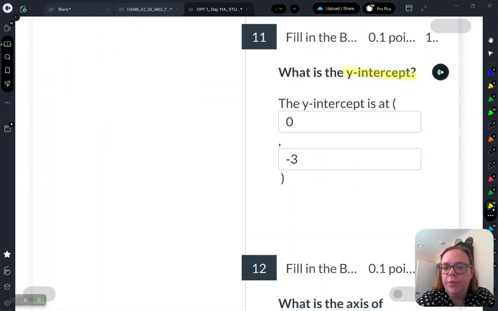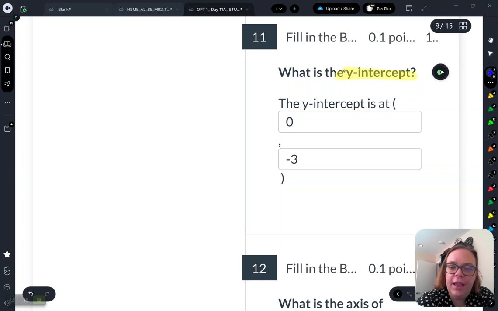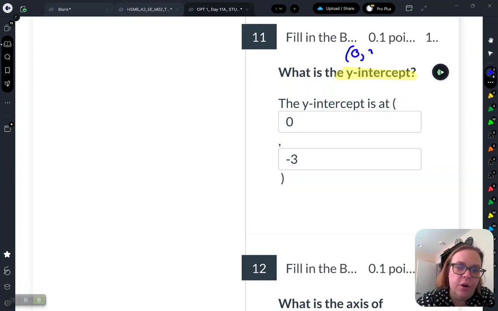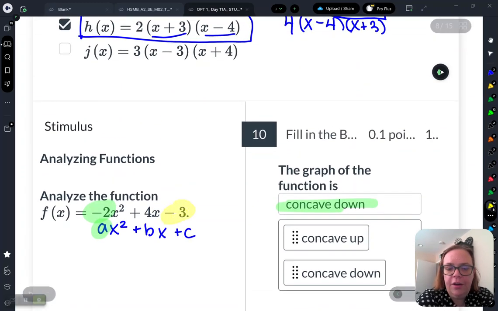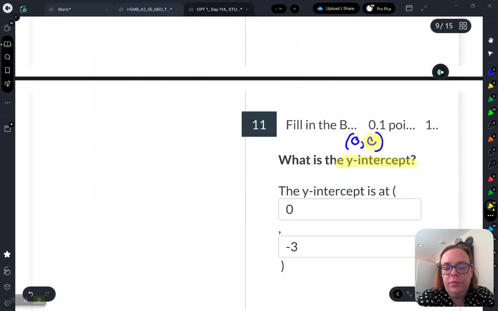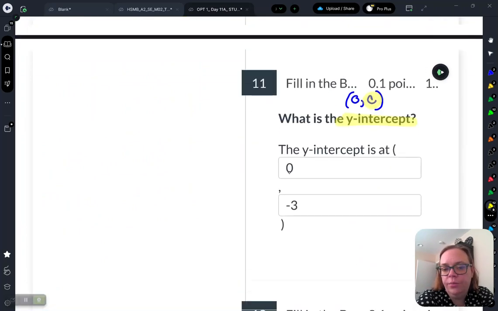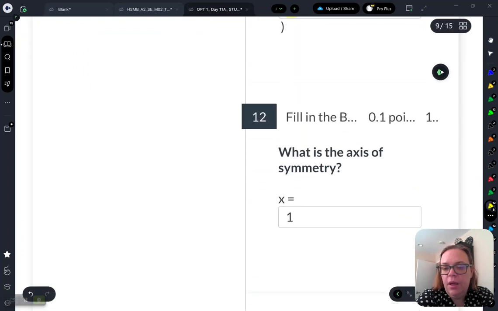11, what is the y-intercept? The y-intercept of a standard form is always (0, c). So c is -3, and there's your y-intercept. So (0, -3). Easy.